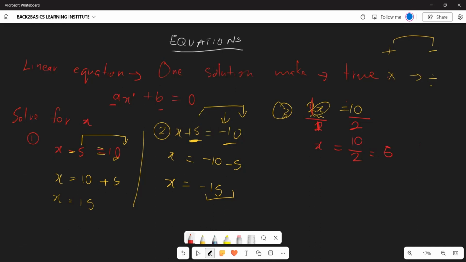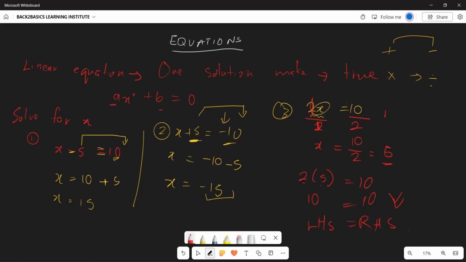So x must be 5 so that the left-hand side equals the right-hand side. Let's prove this to make sure. This is the same as 2 times 5 equals 10. What is 2 multiplied by 5? It is 10, which equals 10. So indeed the left-hand side equals the right-hand side altogether. Therefore, you have successfully solved this.